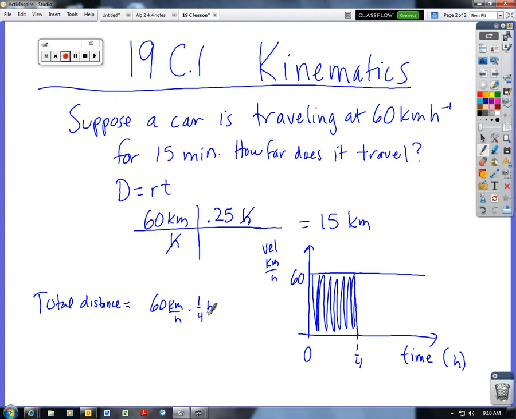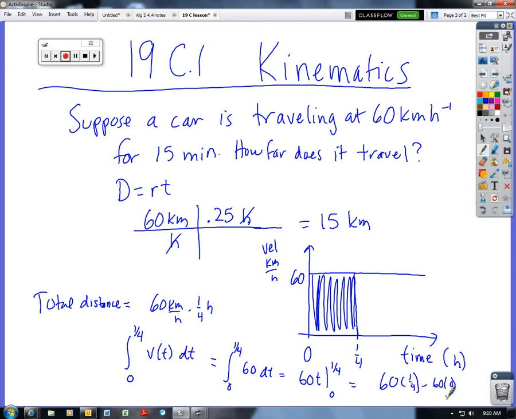And then also we can write this as an integral. So the integral from 0 to 1/4 of the velocity with respect to time. And if you want to see, I could actually do the math pretty quickly here. The integral from 0 to 1/4, the velocity was a constant 60. So when you integrate that, you get 60t, and you're evaluating it from 0 to 1/4. And so again, you're going to have 60 times a quarter minus 60 times 0. And you get the same thing that we got earlier.